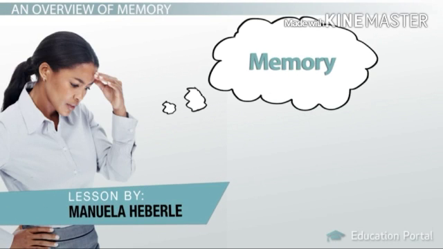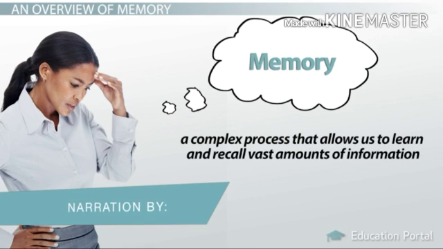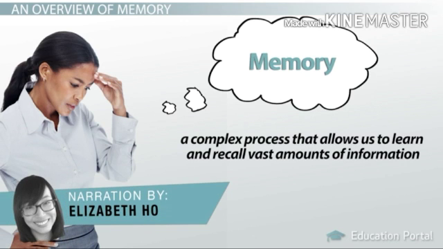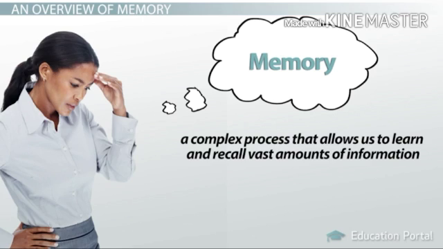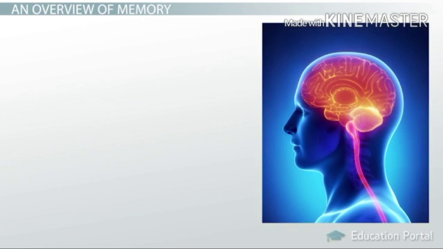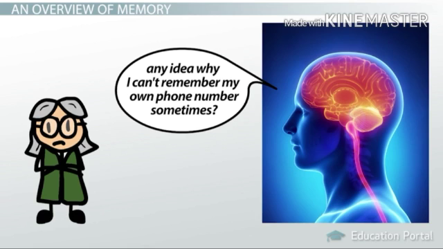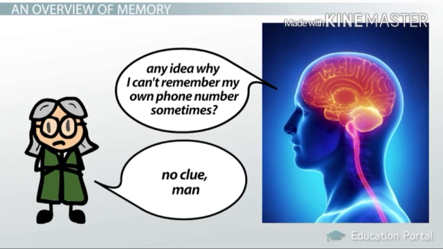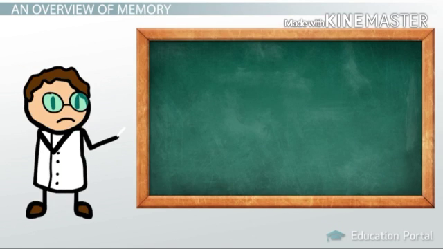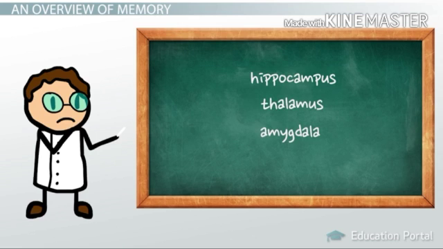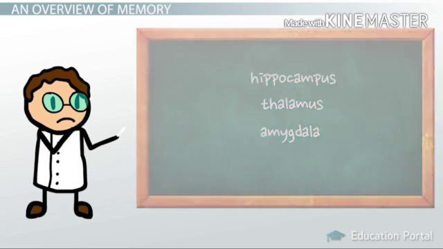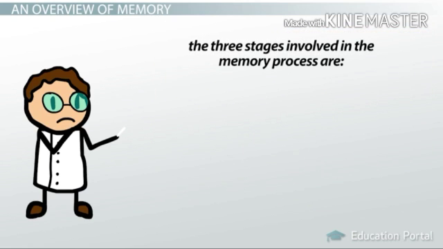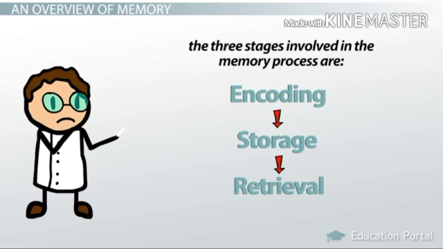While we might take memory for granted, it is actually a complex process that allows us to learn and recall vast amounts of information every moment of every day. It's such a complex process that, although memory has been studied for many years, psychologists aren't entirely sure how it works. What psychologists do know is that the brain's hippocampus, thalamus, and amygdala are all involved in the complex process of memory. They also agree that the 3 stages involved in the memory process are encoding, storage, and retrieval of information.